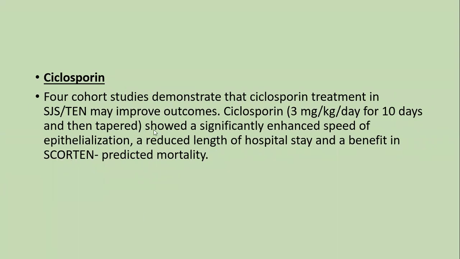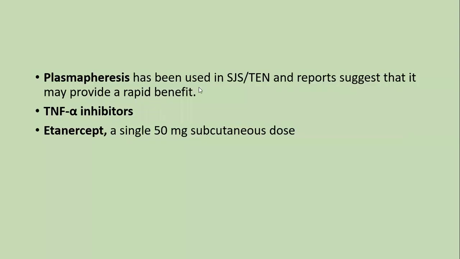Cyclosporin also has a good effect: 3 milligram per kg for 10 days and then taper. Plasmapheresis does not have a very good benefit. Same is the case with tumor necrosis factor alpha inhibitors, and etanercept has been used in only one case.